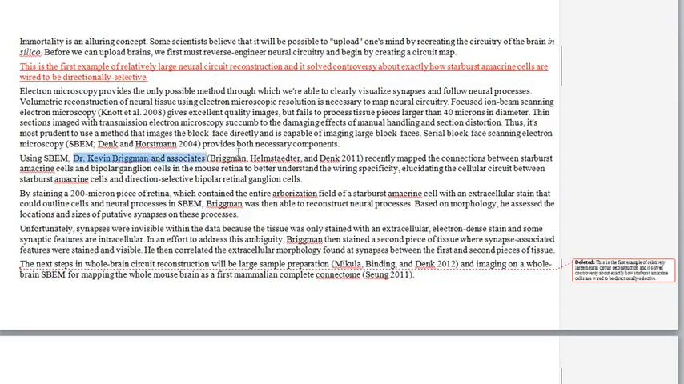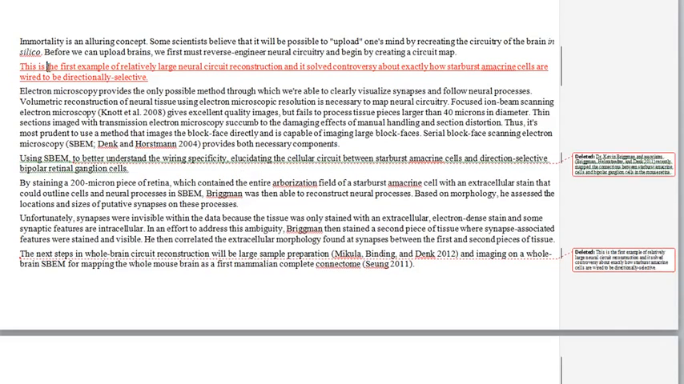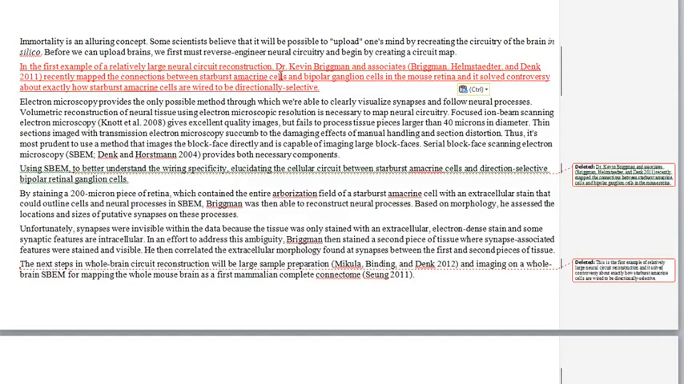And then we're going to need the details, of course, about the particular study. So I'm going to copy this whole bit about Dr. Kevin Brigman and his team recently mapped the connections between these different types of cells in the mouse retina. So I'm going to just pull that up. So I'm going to say in the first example of a relatively large neural circuit reconstruction, Dr. Kevin Brigman and associates, I'm actually going to change associates to colleagues. Associates sounds a little bit too much like a law firm, so colleagues, recently mapped the connections between these two types of cells in the mouse retina. And I'm going to end the sentence there.